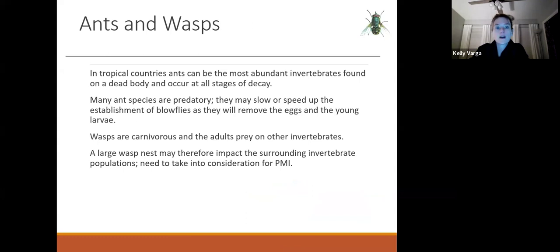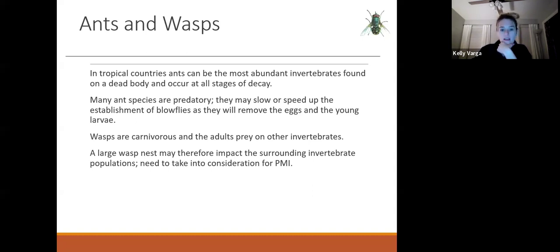Ants are pretty robust. They are found just like earthworms in pretty much every environment on planet Earth. Many of the ant species we see are very predatory. They may slow or speed up the establishment of things like our blowflies as they will remove the eggs and the young larvae, because if you're too close to my nest, you're out of here, right? I don't even care that you're on your food source and I don't want that food source. You're just too close to me. I'm going to kick you out, or I'm going to eat you, so to speak.